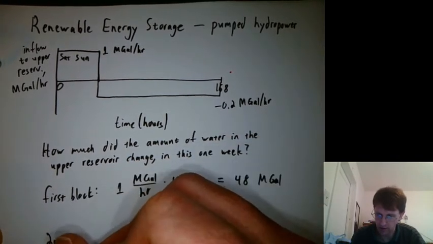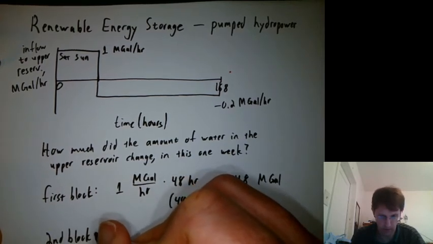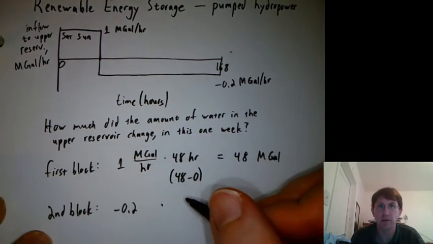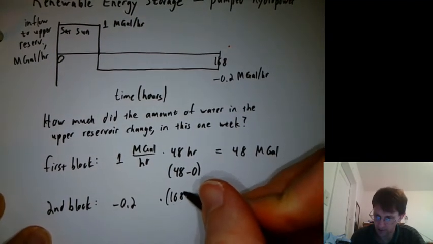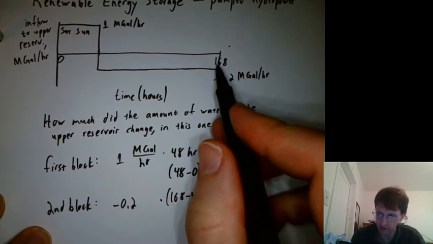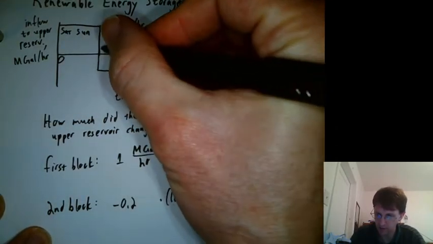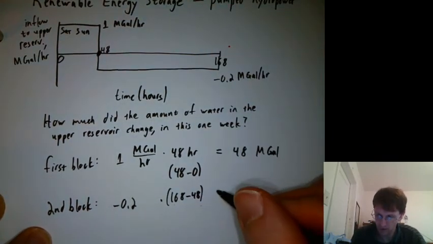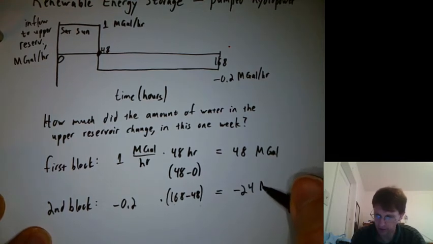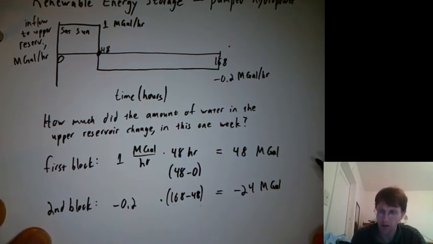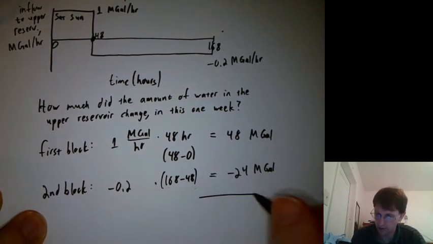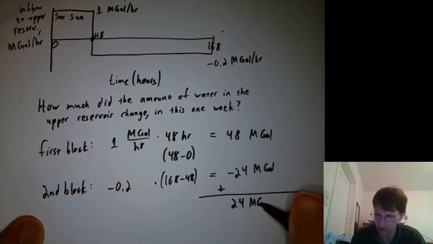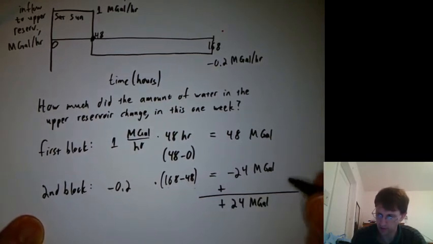How about the second block? It's negative 0.2 million gallons per hour times how many hours? About 168 minus, since that started at the 48 hour, I'll put a 48 there. So that ends up being minus 24 million gallons. So altogether for the week, we'd add those two together and we'd get 24 million gallons positive for the week.